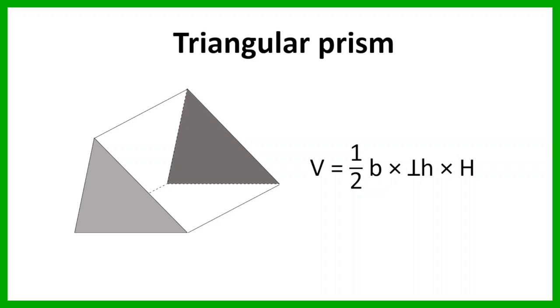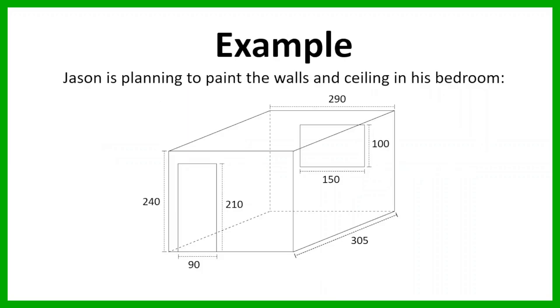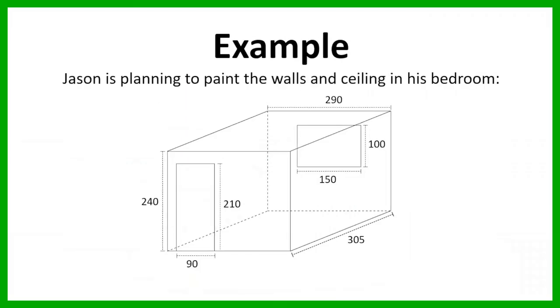Okay, so now we're going to go on to an example where we're going to be working with slightly different ways of asking questions and also different kinds of prisms. The first one we're going to do is this one over here. This is a very different kind of question.